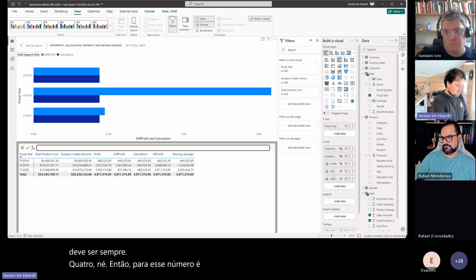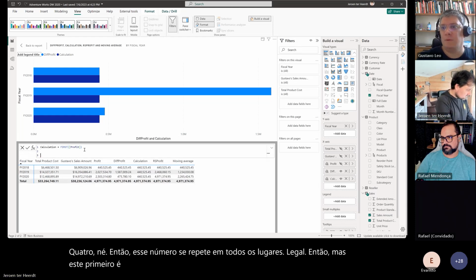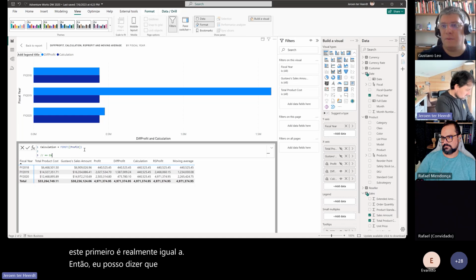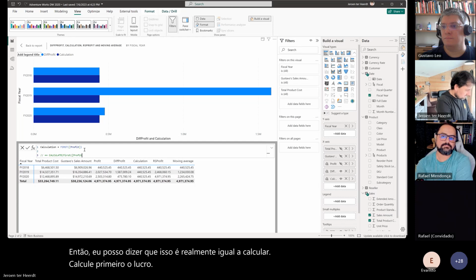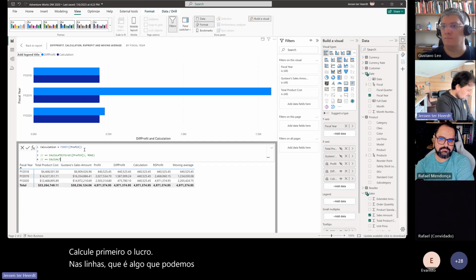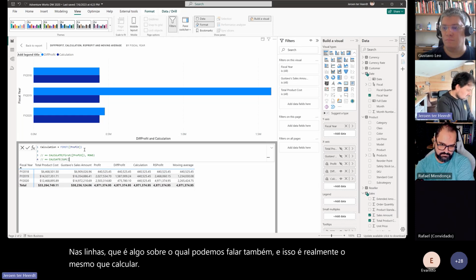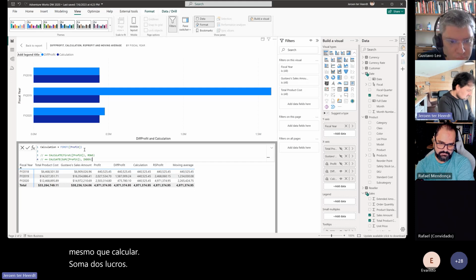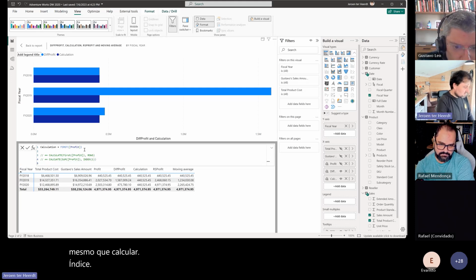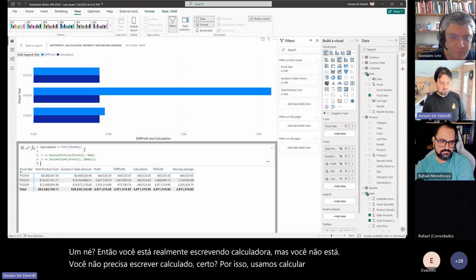Great. But this first is actually equal to calculate first of profit on rows, which is something we can talk about as well. And this is actually the same as calculate sum of profit index 1, right? So you are actually writing calculate, but you don't have to write calculate. We use calculate under the covers when we execute this.